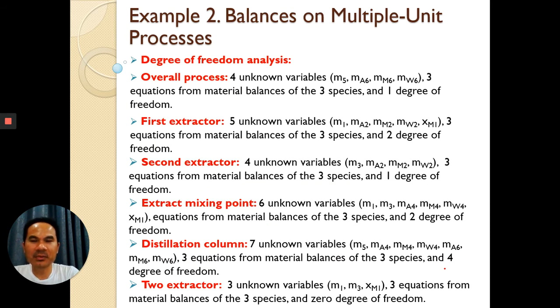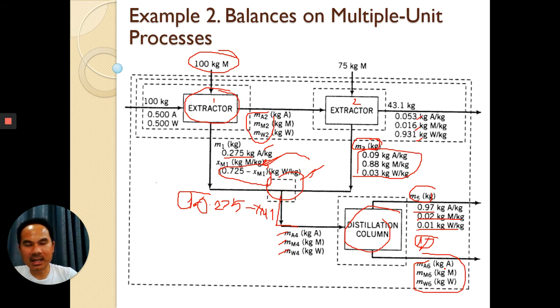The next step is to consider the degrees of freedom. The first step is to make an overall balance. We have 3 inputs for this.